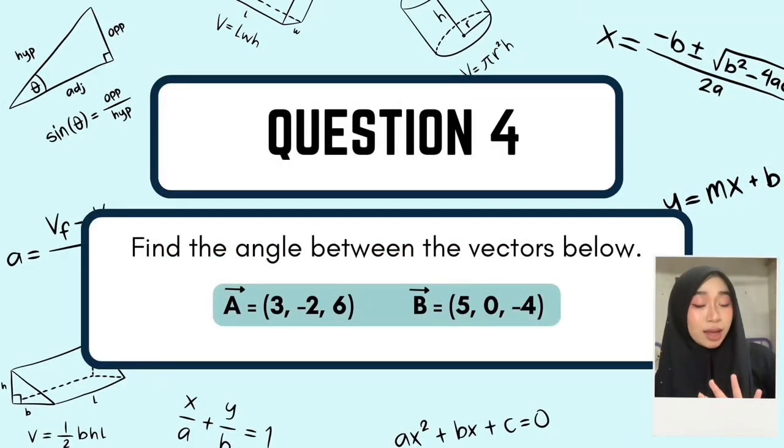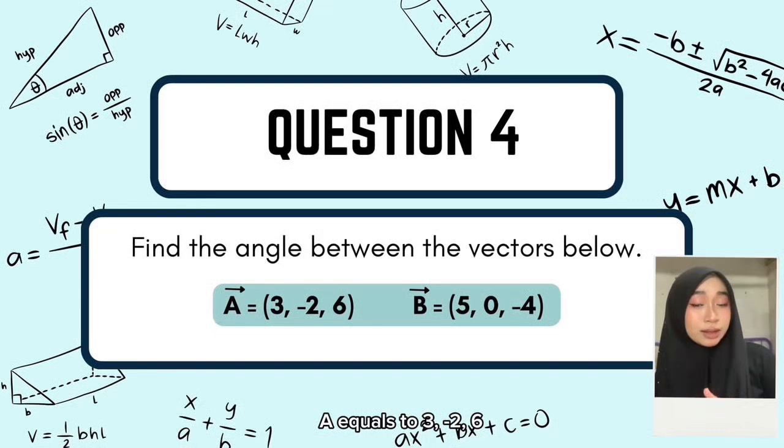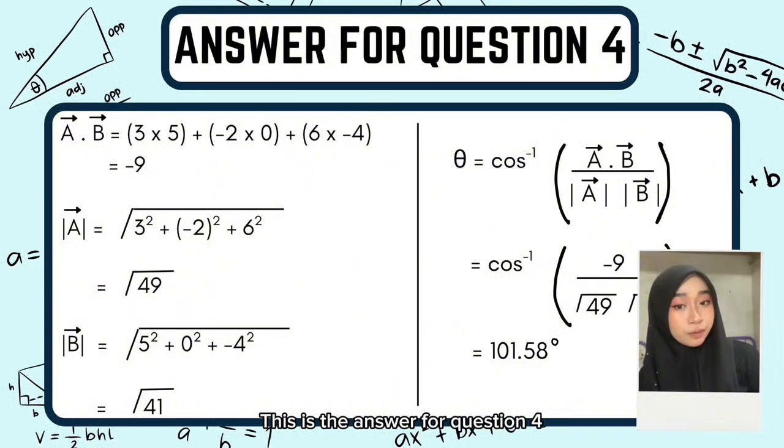Question 4. Find the angle between the vectors below. A equals (3, -2, 6). B equals (5, 0, -4). This is the answer for question 4. First of all, we need to multiply A and B. It will be 3 multiplied by 5 plus negative 2 multiplied by 0 plus 6 multiplied by negative 4. The answer is negative 9.